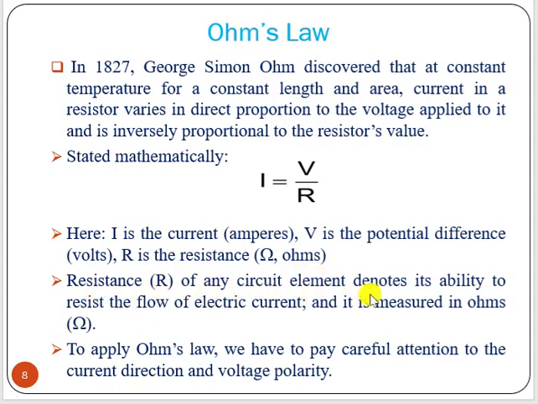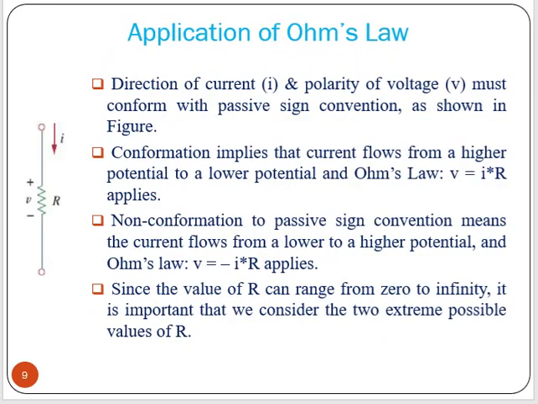Resistance of any circuit element denotes its ability to resist the flow of electric current, and it is measured in ohms. When we apply Ohm's law, we have to pay careful attention to the current direction and voltage polarity. Okay, now let us take that example. The direction of current and polarity of voltage must conform with the passive sign convention, as shown in the figure.